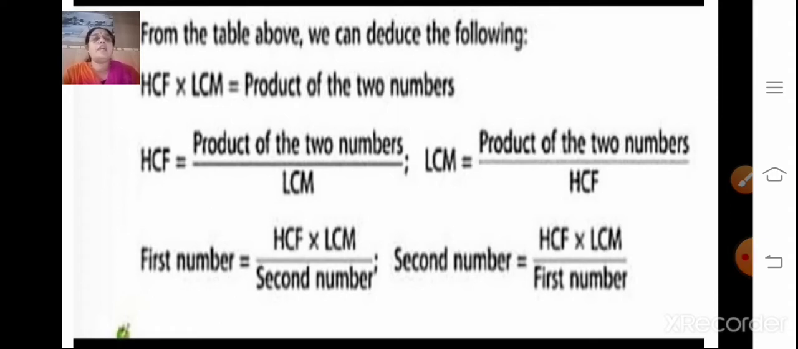Now suppose you have to find the HCF, you will divide the product of two numbers by LCM, and if you have to find the LCM, you will divide the product of two numbers by HCF. If you have to find the first number, you will take HCF into LCM divided by the second number. And if you have to find the second number, HCF into LCM divided by the first number. So using these formulas, you can find the HCF, LCM, first number as well as the second number.